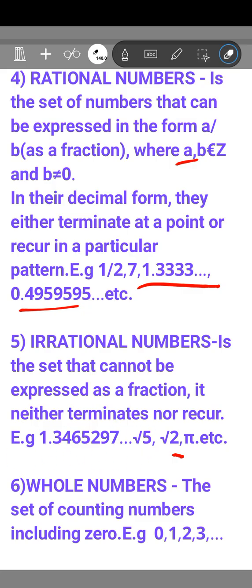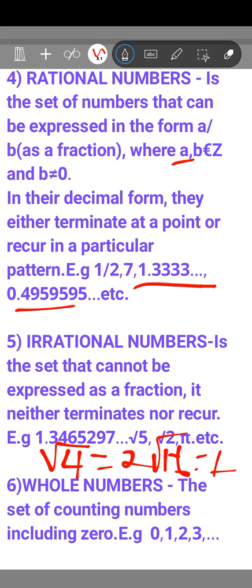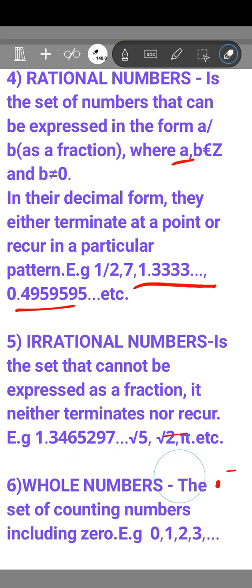For example, let's check it out here. Square root of 4 is equal to 2. So 4 is a perfect square. The square root of 16 is equal to 4. So 16 is a perfect square. The square root of 25 is equal to 5. 25 is a perfect square, and so on.